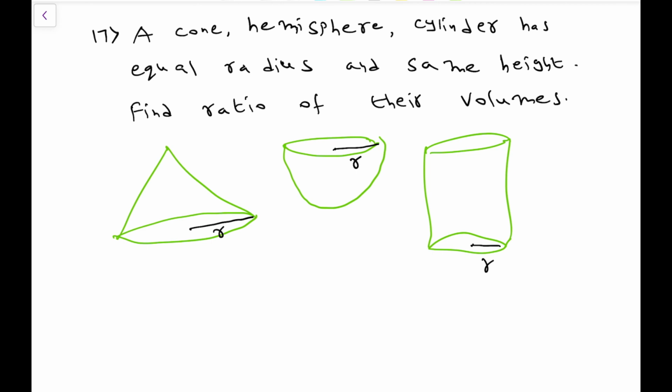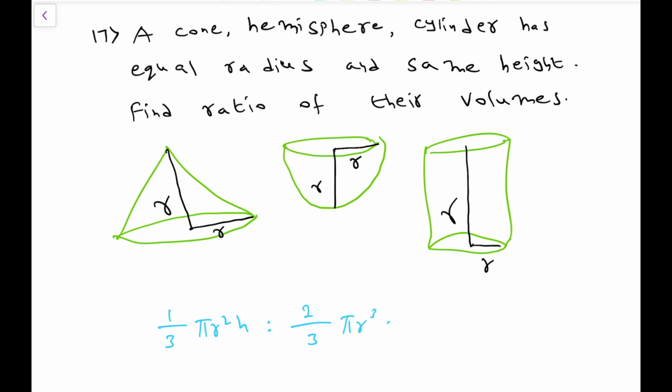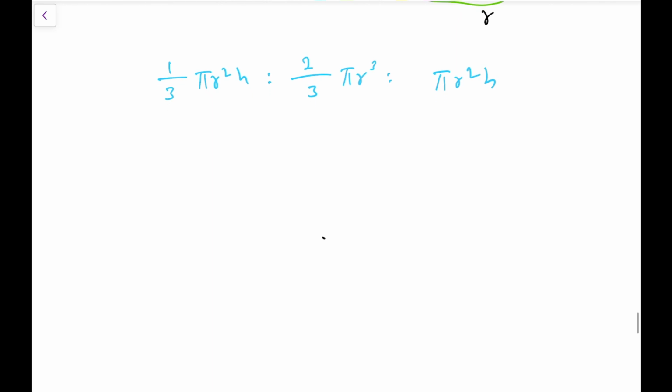Hemisphere is nothing but half of the sphere, right? So half of the sphere means from here to here it will be again radius only. So height of the hemisphere is nothing but radius. Then height of the cone is also radius. Height of the cylinder is also radius. Now let us find out the ratios. What is the formula for cone volume? 1/3 pi r square h is to hemisphere volume 2/3 pi r cube is to cylinder pi r square h.